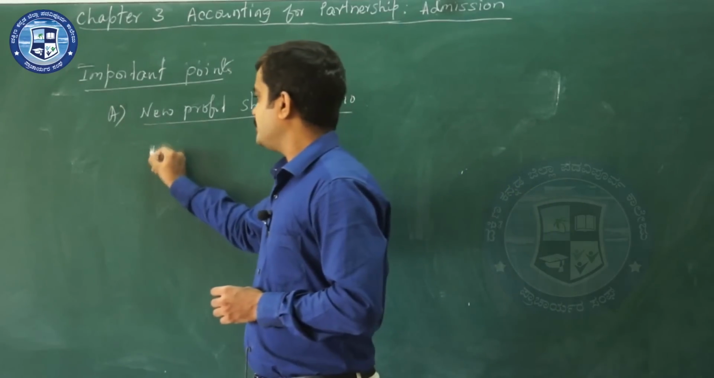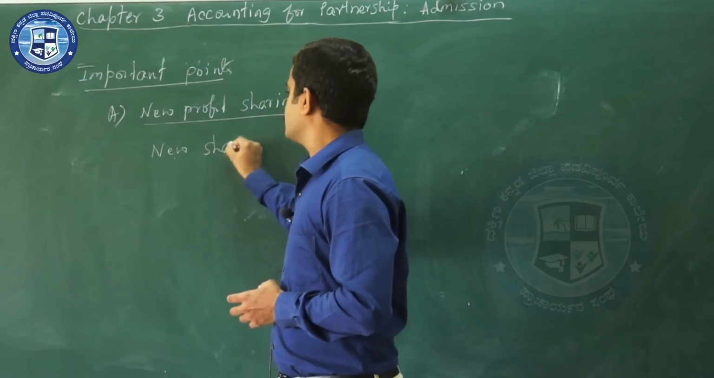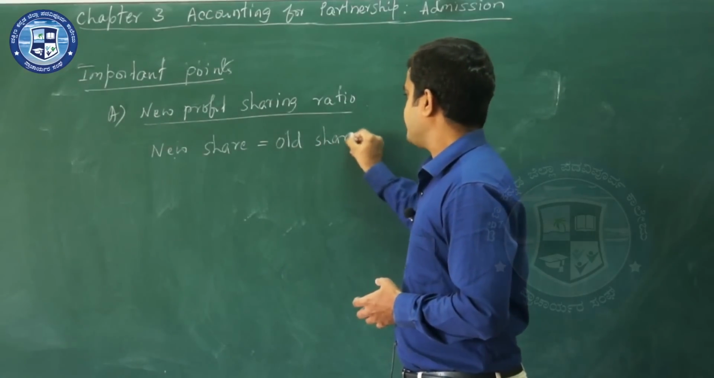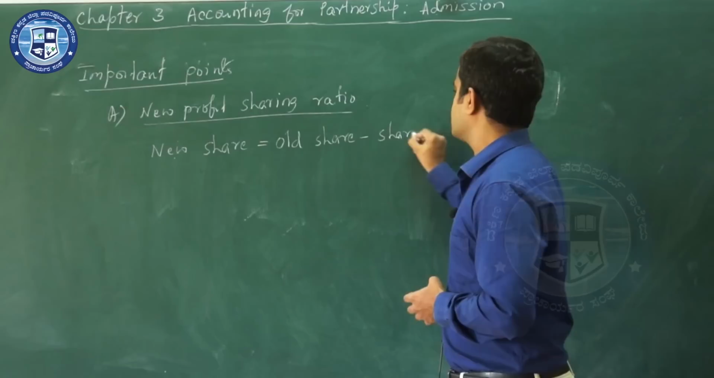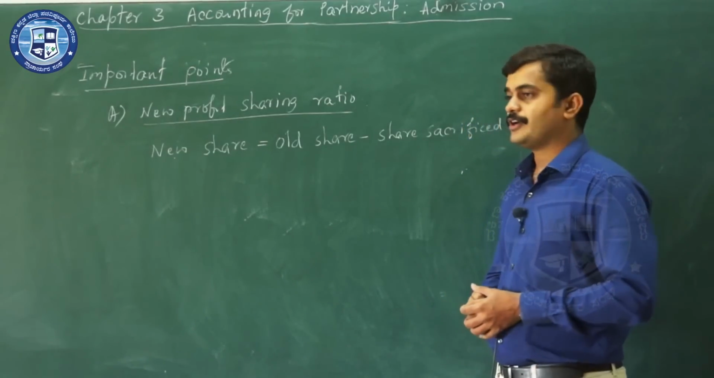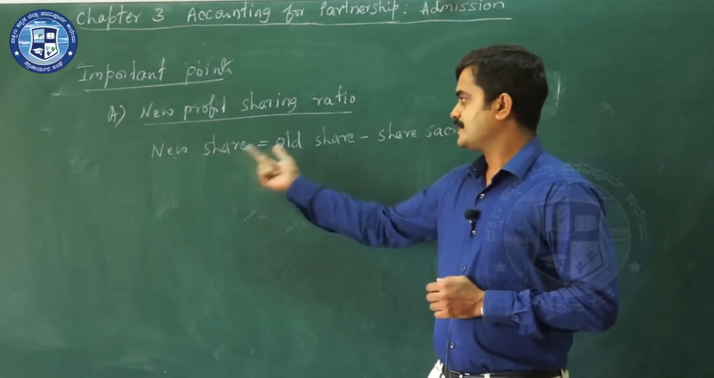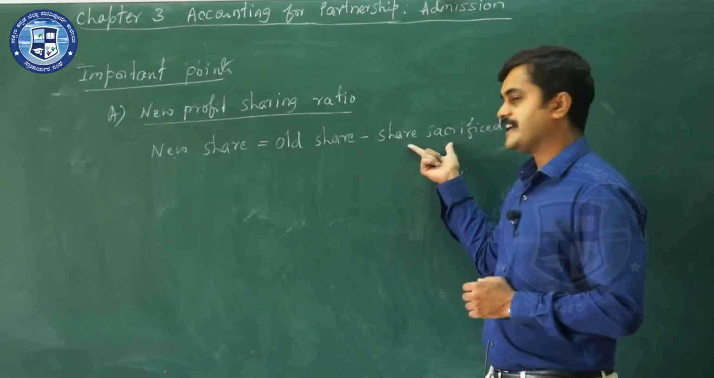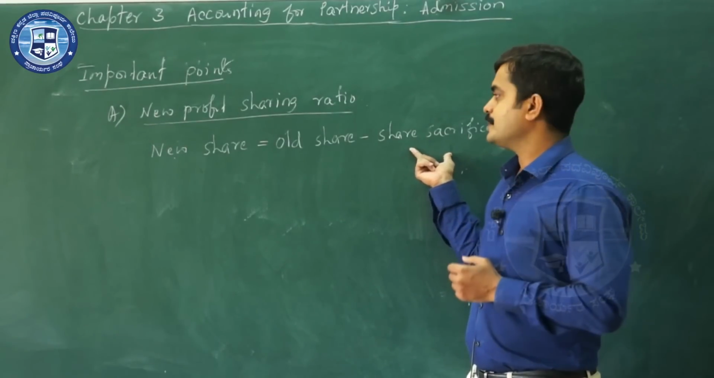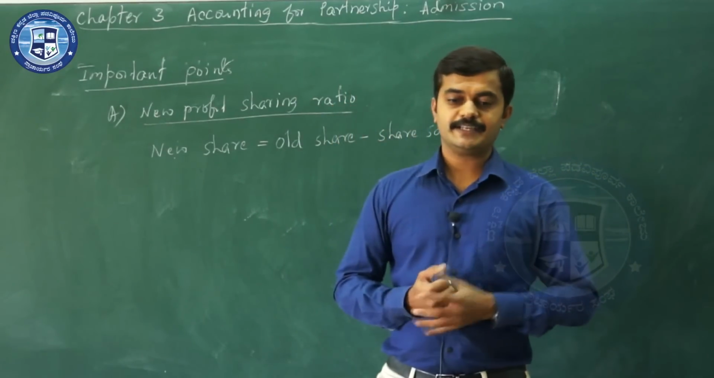The formula for new profit sharing ratio is: new share equals old share minus share sacrificed. Using this formula, we can calculate new share of existing partners. That is, we have to deduct the share sacrificed by old partners in favor of the new partner from their old share. So this is how we will calculate new share of existing partners.